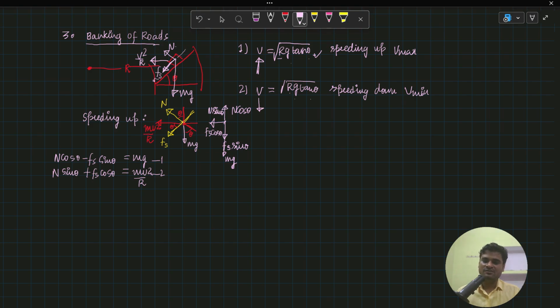We also know that fs is always mu s into n. So wherever there is fs, we can just replace it by mu s into n, and we are also dividing equation 2 by 1. So this will become n sin theta.